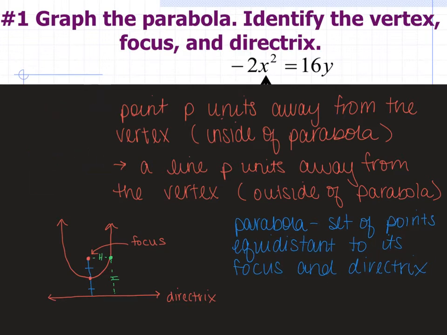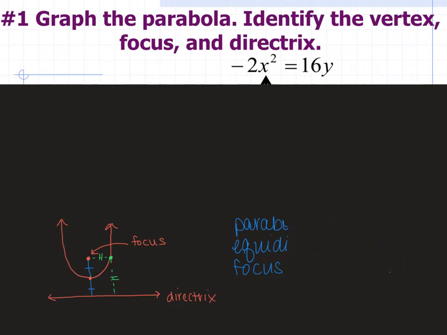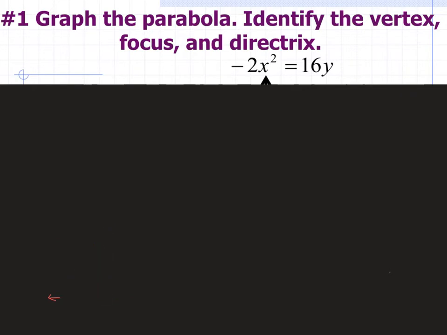All right, so in this example, it does not look like a quadratic function, but it is. We have negative 2x squared equals 16y. So our goal is to get this into standard form, and then from standard form, we'll be able to find our vertex, our focus, our directrix, and we'll be able to graph this parabola.